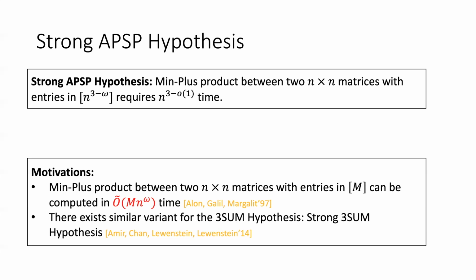Also, there exists a similar variant for the 3SUM hypothesis, which is called the strong 3SUM hypothesis. And it also considers 3SUM where the input numbers are small integers.